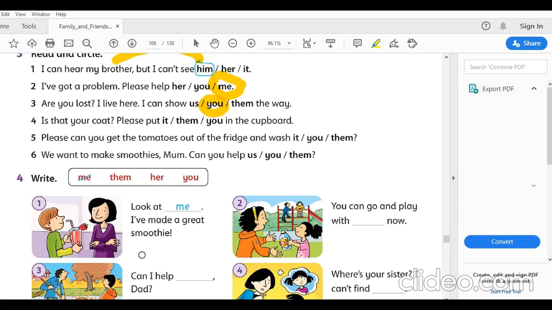Okay, number four. Is that your coat? Please put your coat. Instead of repeating "is that your coat," the dialogue continues naturally so the sentence flows. Is that your coat? Please put it. Please put them? Please put you? No, that would mean putting you in the closet. Of course it's going to be "it," because it refers to your coat, which is singular. If I said "your coats," it would be plural. Okay.